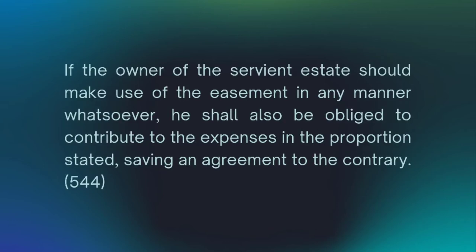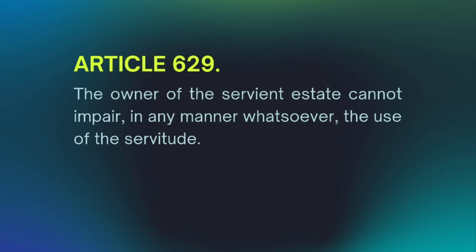If the owner of the servient estate should make use of the easement in any manner whatsoever, he shall also be obliged to contribute to the expenses in the proportion stated, saving an agreement to the contrary. Article 629. The owner of the servient estate cannot impair, in any manner whatsoever, the use of the servitude.